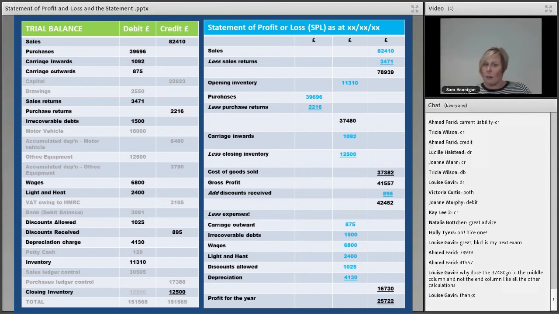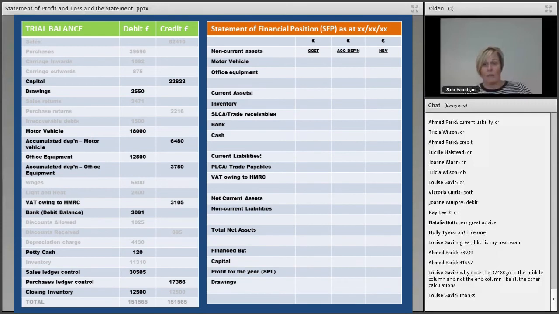Okay. Is everybody okay with the statement of profit and loss, or have you got any questions that you want to ask at this point? Okay, brilliant. Must be doing a good job.